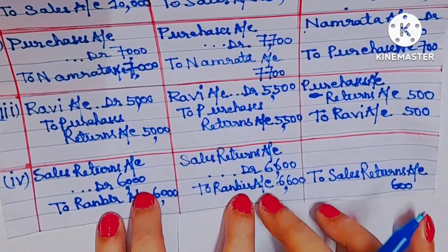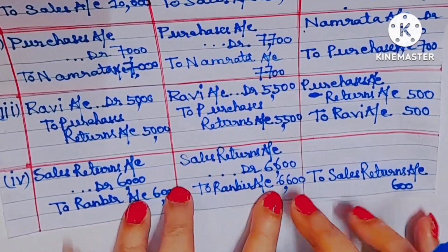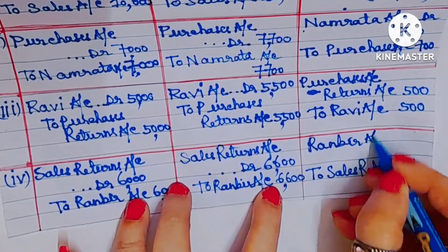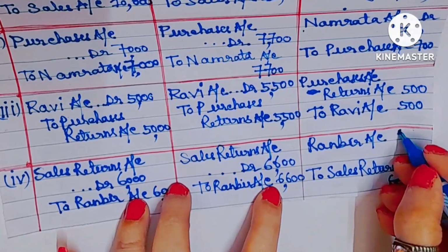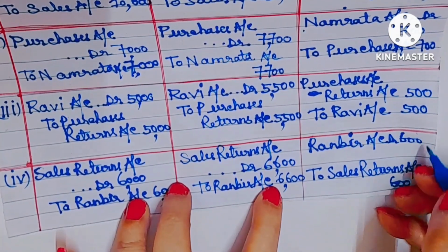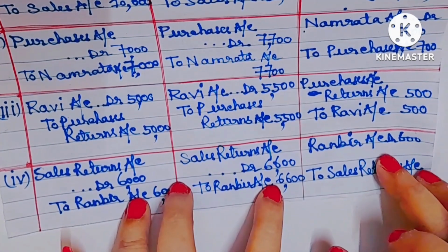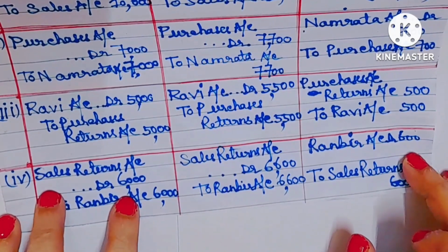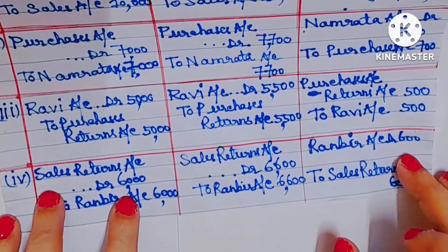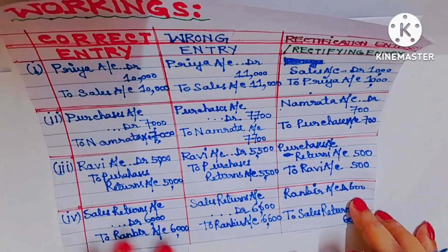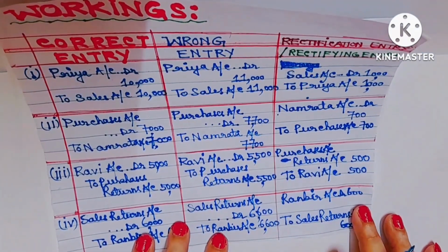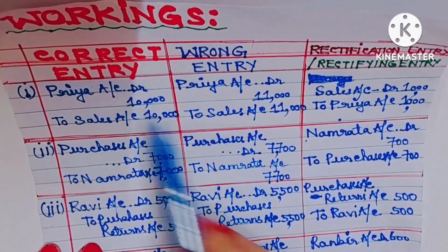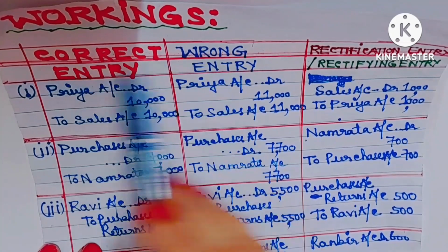Since Ranbir account is on the credit side, write Ranbir account on the debit side. Ranbir account debit with the differential amount, that is 600. If you write Ranbir account on the debit side with the differential amount, that is 600, rupees 600 will automatically get reduced. Understood? So, we have done the rectifying entries, but the problem is not complete because this is the workings.